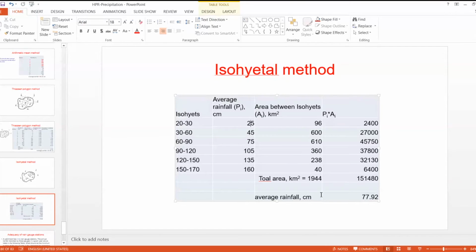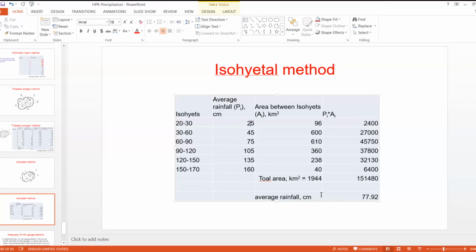So this Thiessen polygon method is a little complicated, and a limitation of this method is, suppose a new rain gauge station is added or an existing rain gauge station is removed, then we have to draw the polygons again. So this is a kind of problem. But the isohyetal method is not as easy as the arithmetic method and not as complicated as the Thiessen polygon method. So it is in between. But the isohyetal method is a more accurate method.